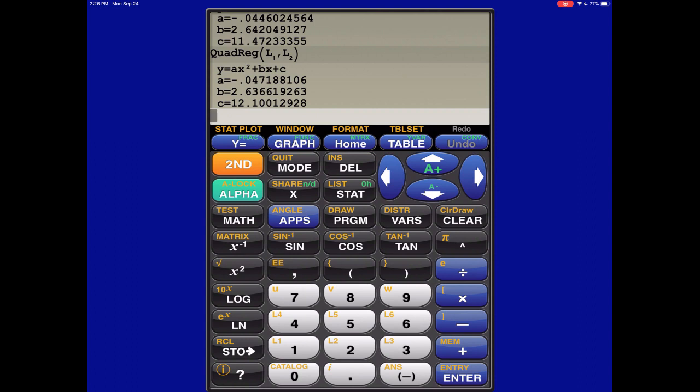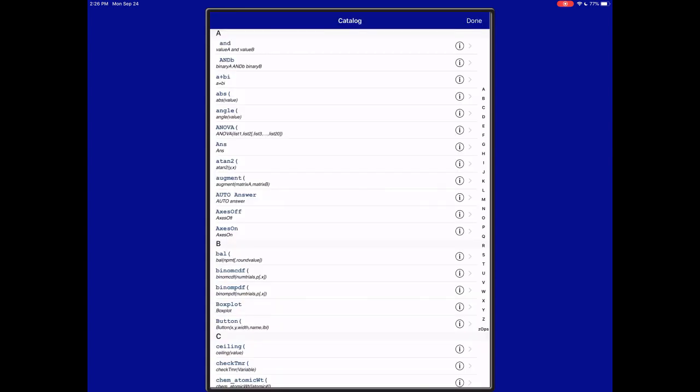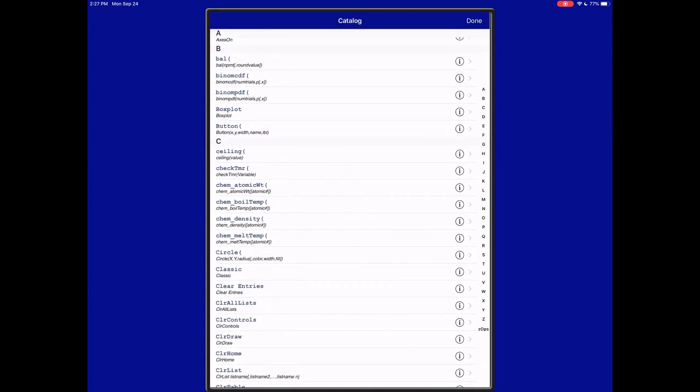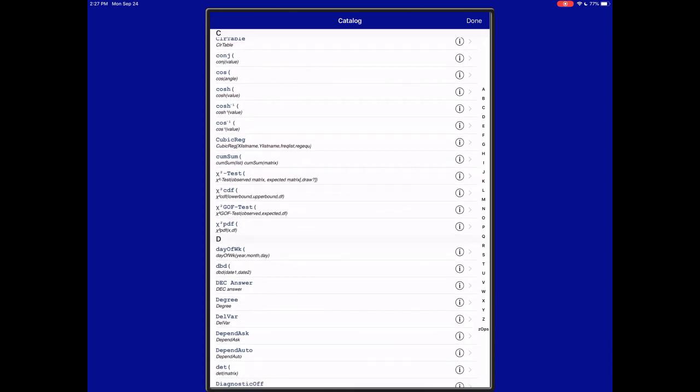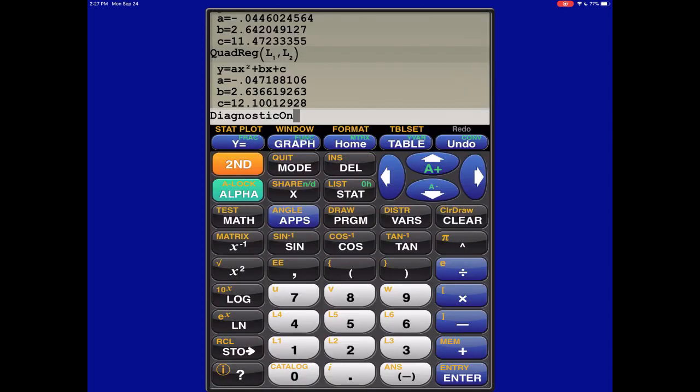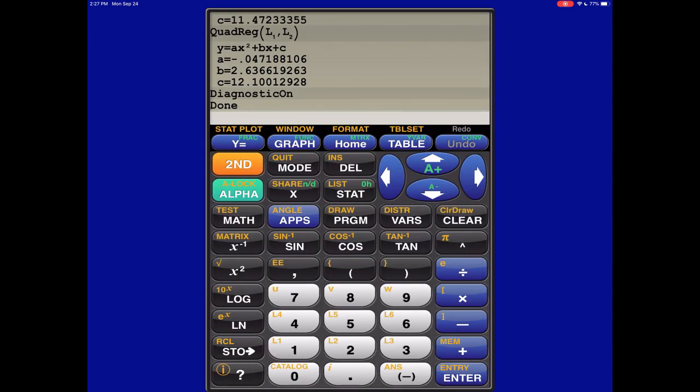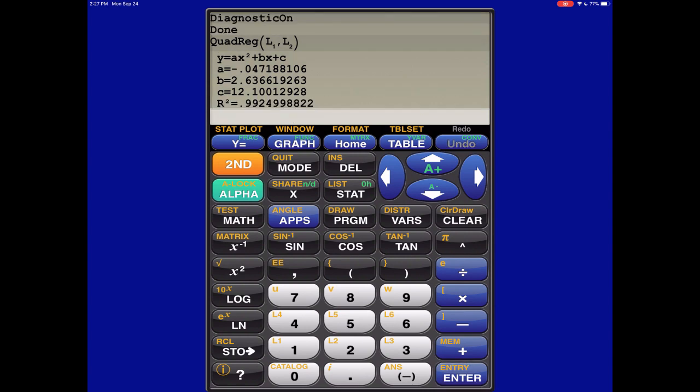Okay? Now, notice that R squared is not showing up. So I'm going to go into catalog. I'm going to go down to D. I'm going to turn my diagnostic on. Now it says it's on, so now I'm going to go back to entry twice to get back to that command, and now it shows up. And that again is the correct answer.